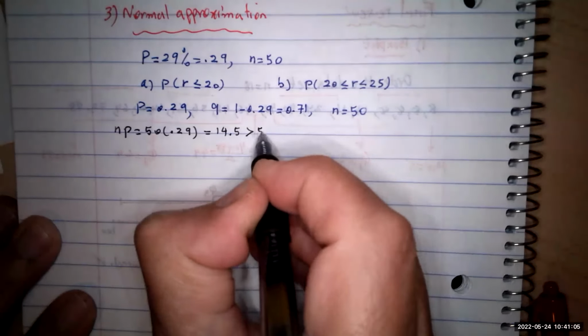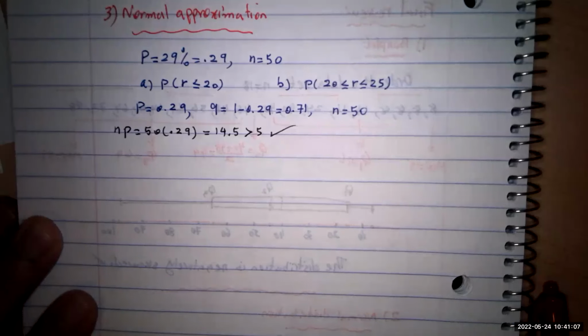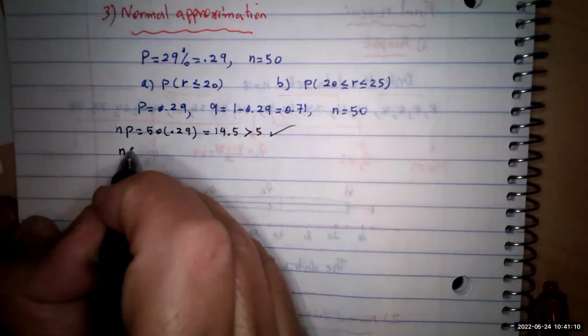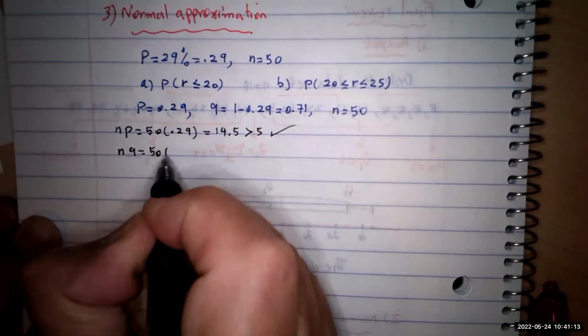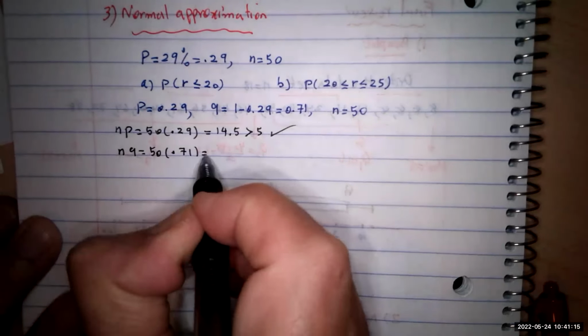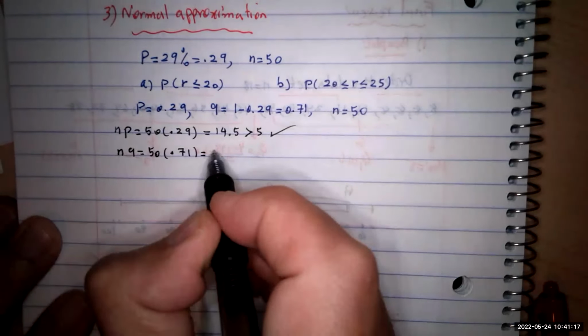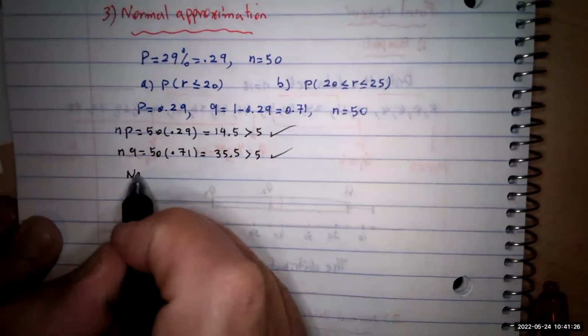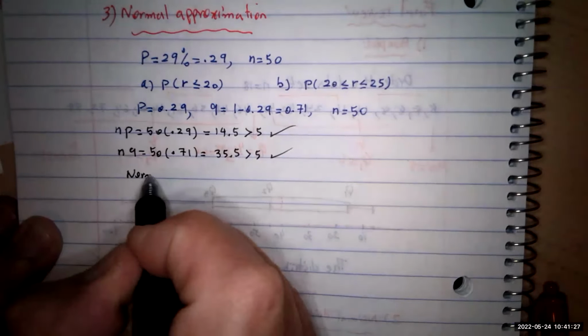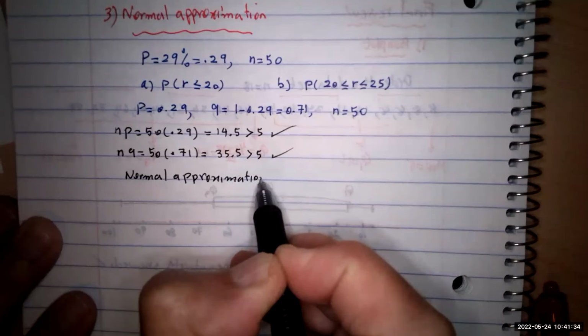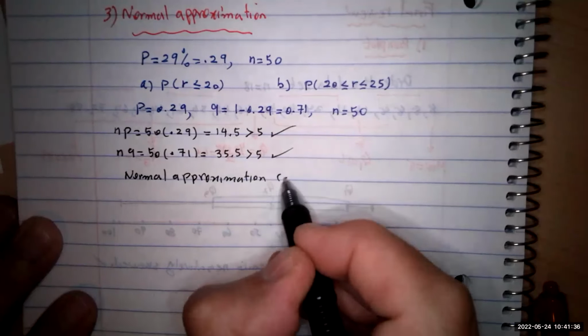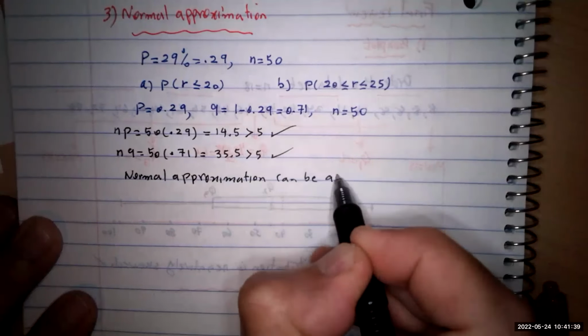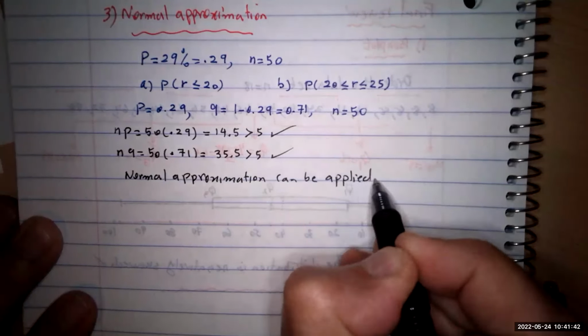It must be bigger than 5, which is the case. That's the first condition. The second condition is N times Q, which is 50 times 0.71. This number is 35.5. It's bigger than 5, so the condition is satisfied. So you claim that the normal approximation can be applied. You have to check this condition. Now we go to the normal case.